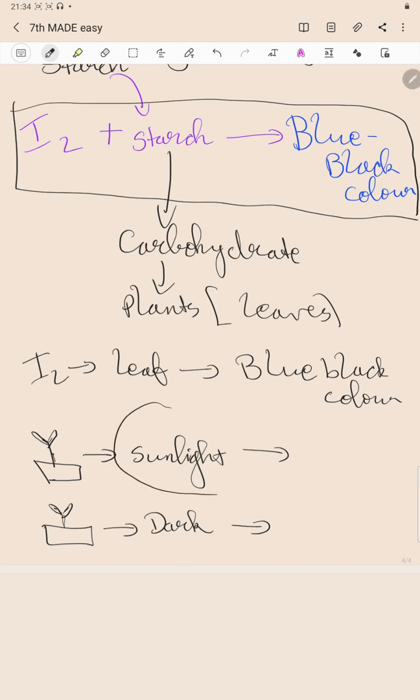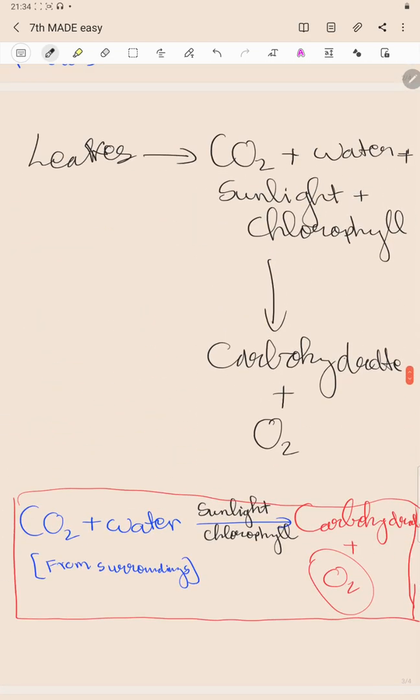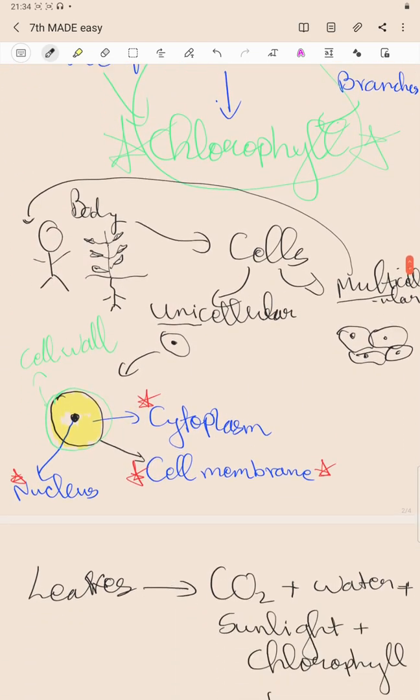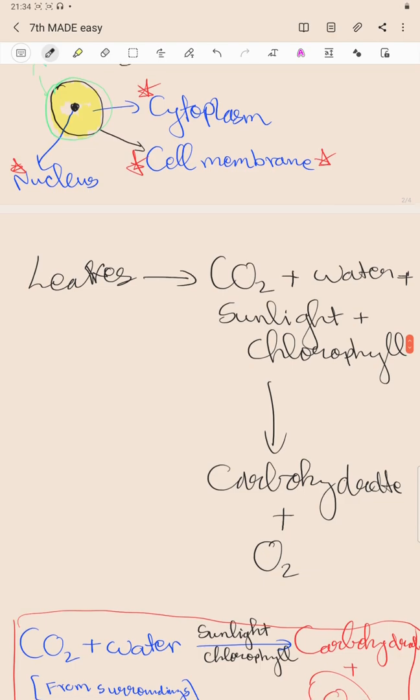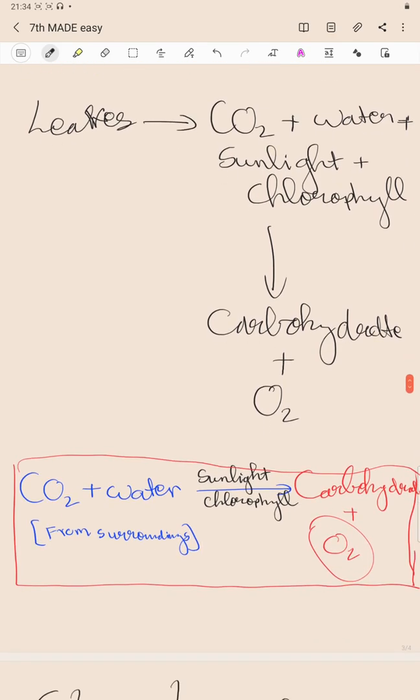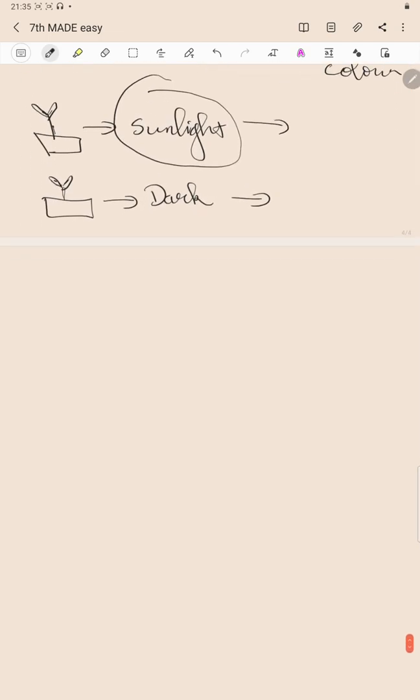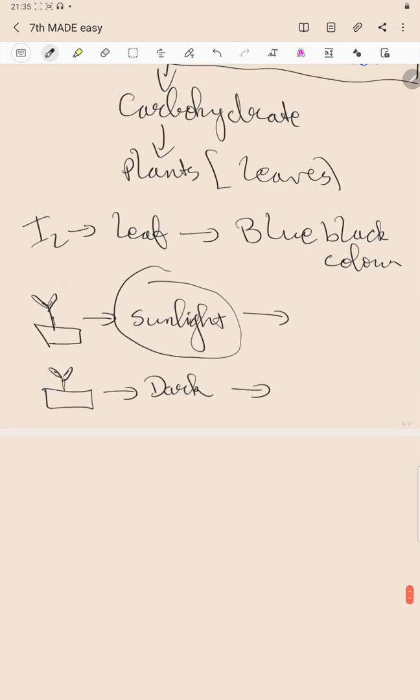Obviously, sunlight is required for photosynthesis. So photosynthesis is what gives us carbohydrates, right, guys? See, sunlight is required for photosynthesis to go on. So that means carbohydrate will be produced in the potted plant which was kept in sunlight. So this will give positive blue black color.